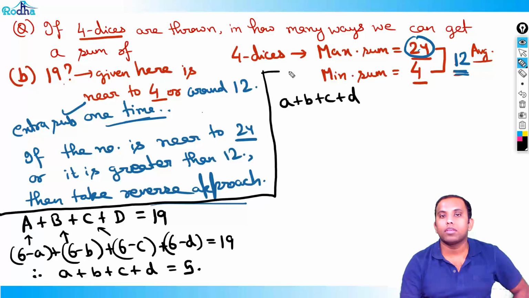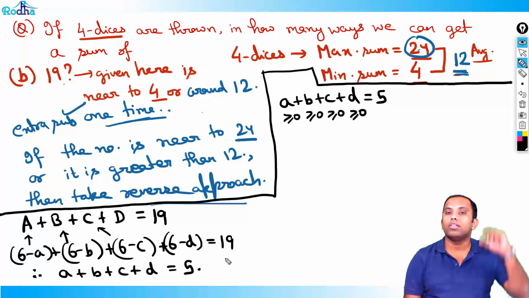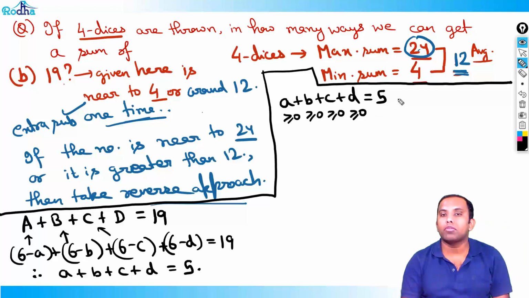This a plus b plus c plus d is equal to 5, right? Now all this a, b, c and d can be 0. So if a, b, c, d can be 0, what is the answer? The answer is 8c3. Okay, now check what this means here.